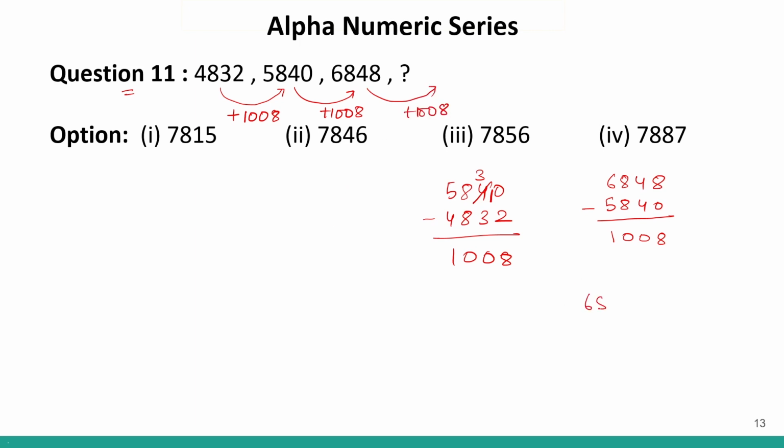If I add 1008 to 6848, 8 plus 8 will be 16, and I'll get 7856. This will be my answer. This is given in option number 3. So option number 3 will be the correct answer for this question.